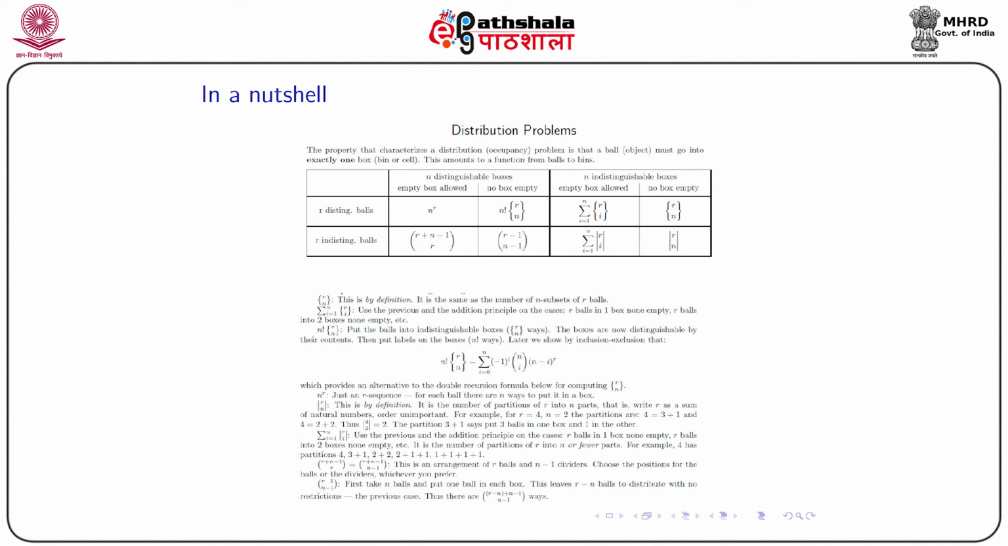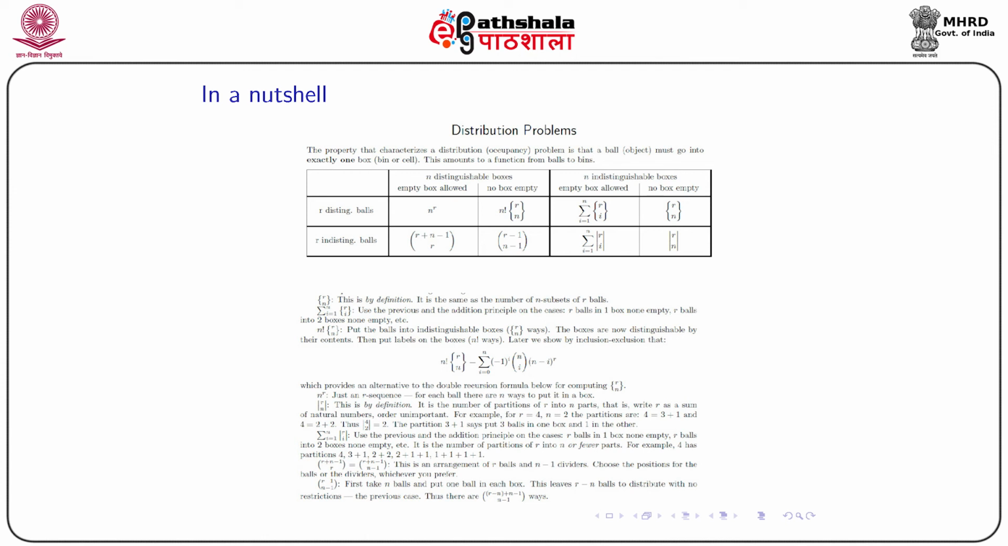To help understand these symbols, we can take one example. For example, if we take r equals 4 and n equals 2, then the partitions are 3 plus 1 or 2 plus 2. So within two straight lines, 4, 2 is 2. The partition 3 plus 1 says put 3 balls in one box and 1 in another.